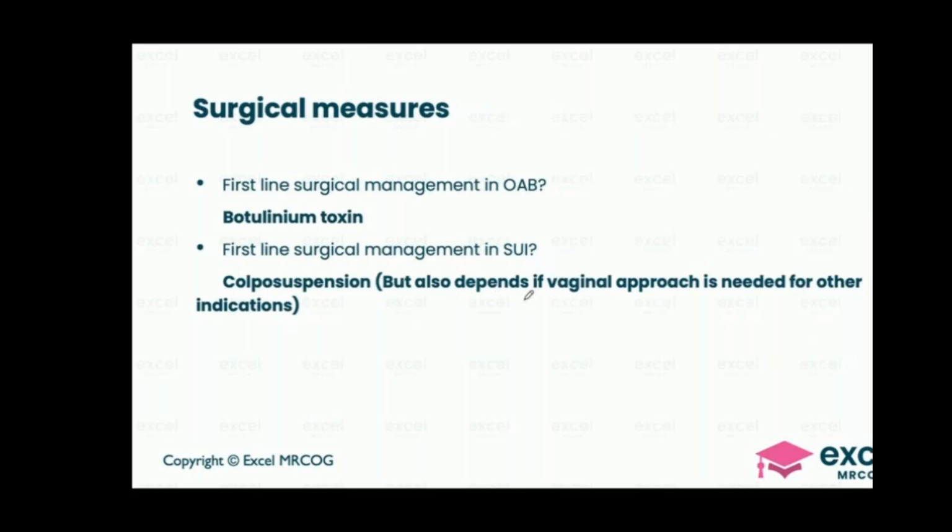But as I mentioned earlier, it is going to be laparoscopic because that is better for the patient. As I mentioned earlier, if a vaginal approach is needed for other indications, then you can do an autologous fascial sling, rectus fascial sling. All right. So that would end our NICE guideline on SUI, urinary incontinence and pelvic organ prolapse. Any questions?